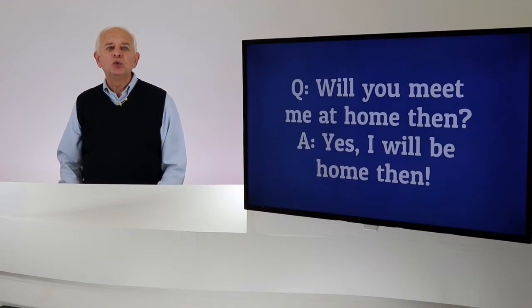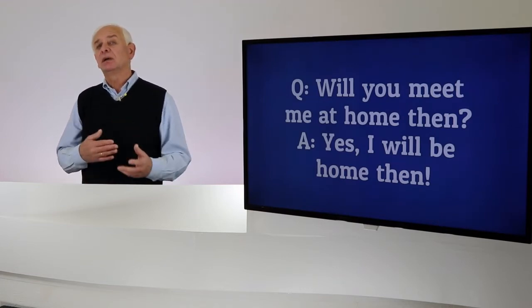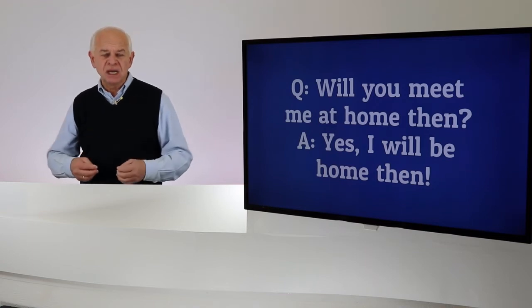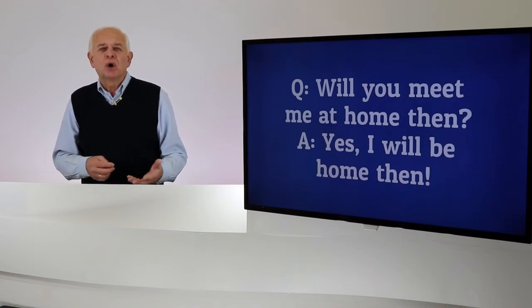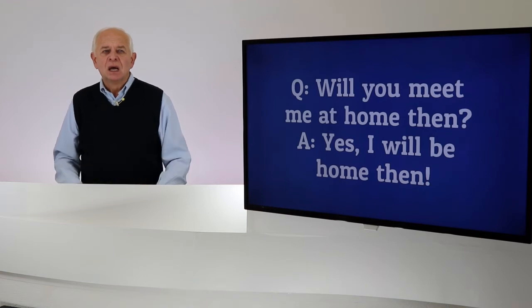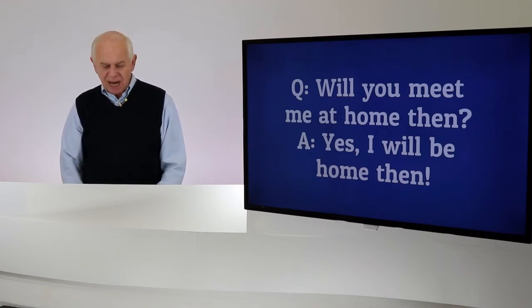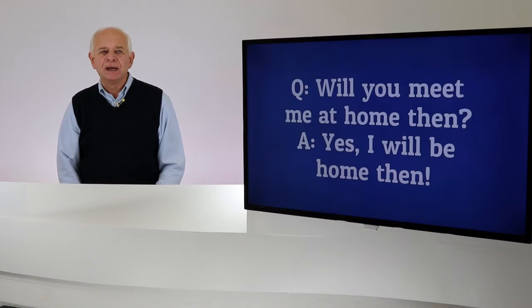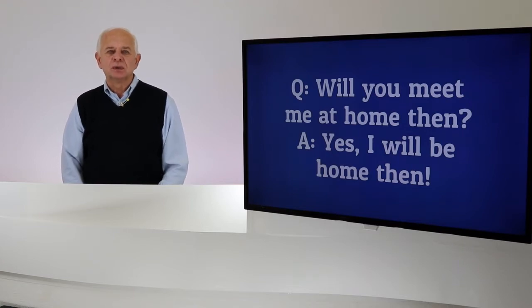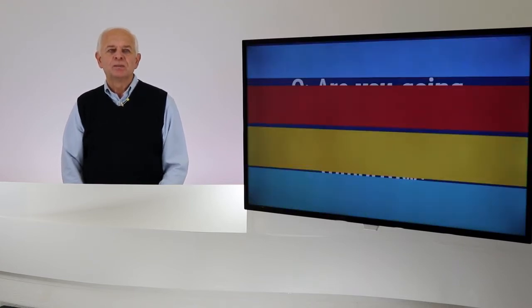Hey, will you meet me at home then? So you and I are probably talking about a specific time, a meeting. I told you I'll be somewhere at a certain time, and you say, hey, will you meet me at home then? Will you meet me then? It means at that time, very definite. Yes, I will be home then. So then is your adverb.